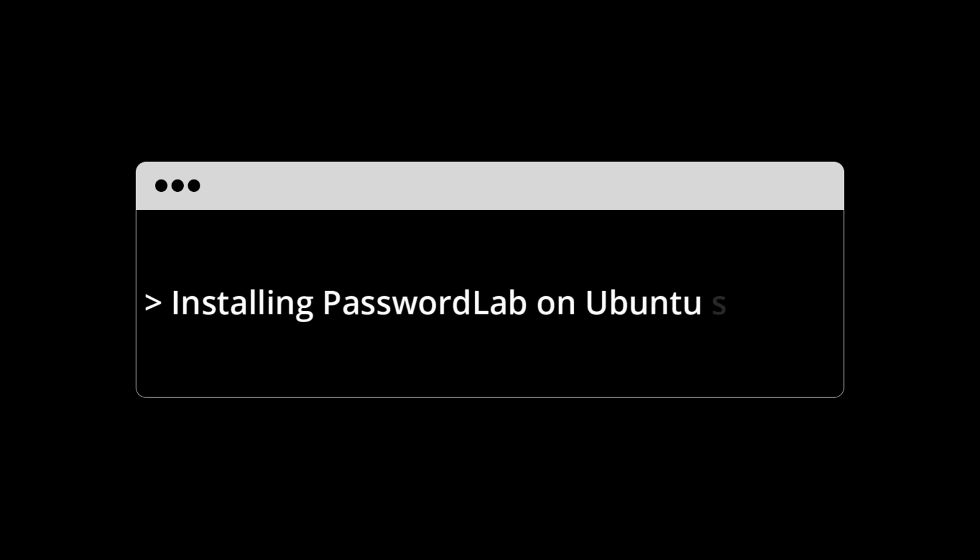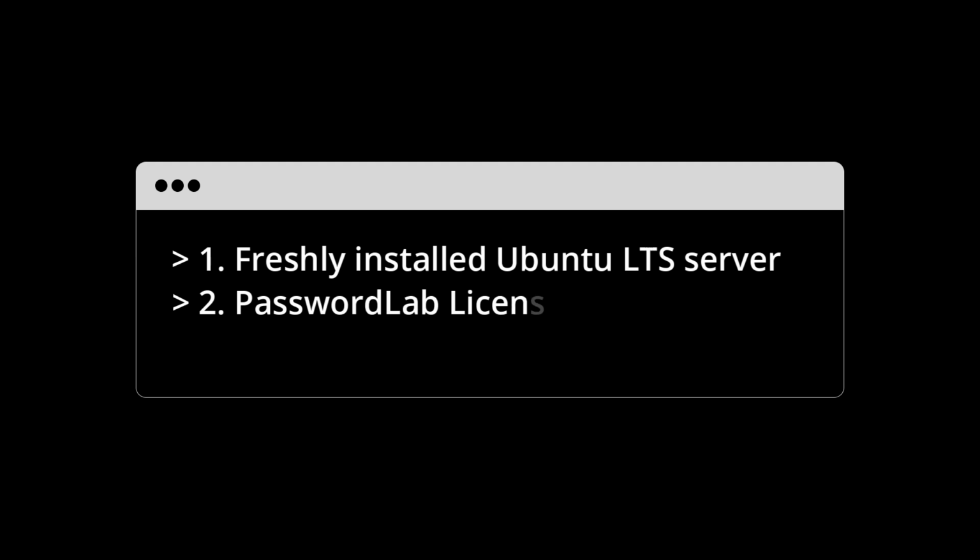Today we are going to install PasswordLab on the Ubuntu 24 LTS server. Before we kick off the installation process, we need to fulfill 3 requirements. We need a freshly installed Ubuntu LTS server with root access, a valid PasswordLab license, and SMTP login details for the emails. I have everything ready with me, so let's start the installation.